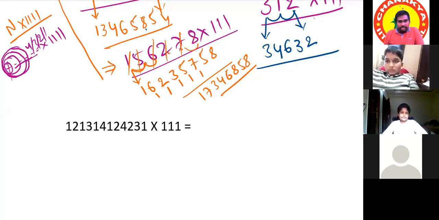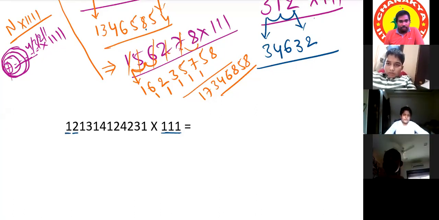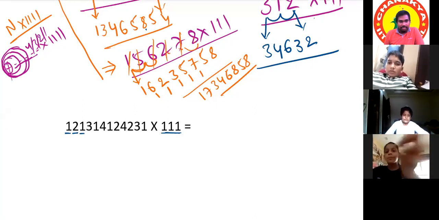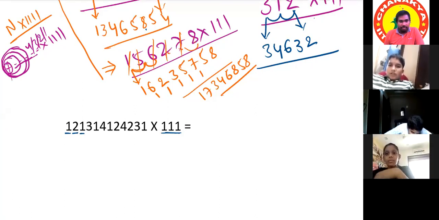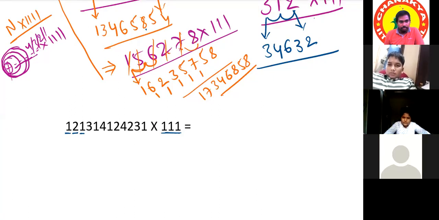Here we are multiplying this number by a series of 3 ones, right? Yes, sir. So actually, we start with the first 1 digit, going on, later 2 digits, later 3 digits. Okay, 3 digits from the beginning only.